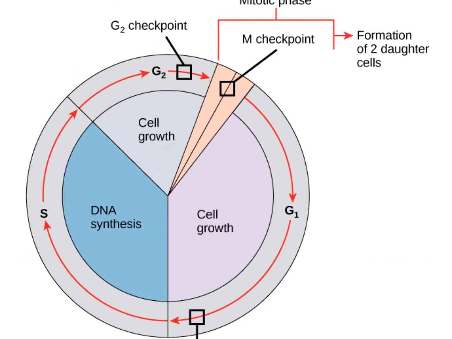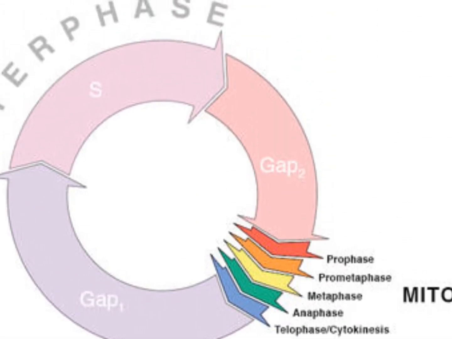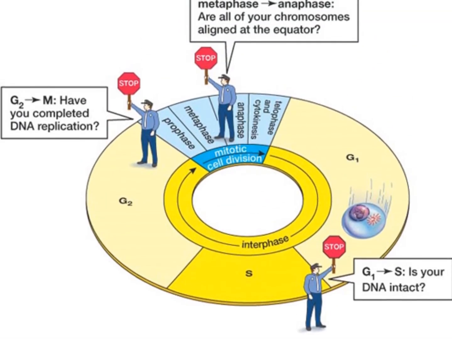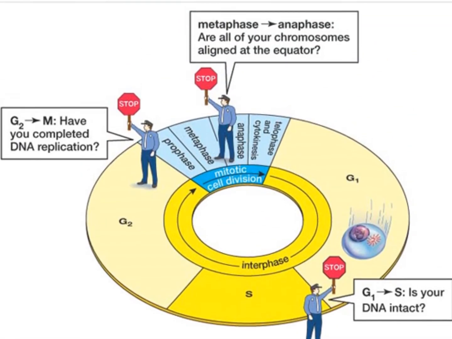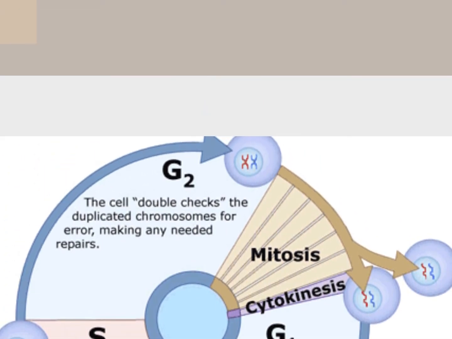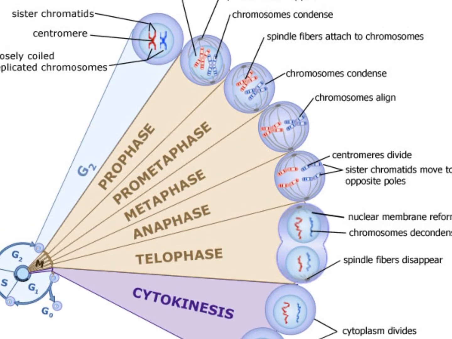And then we have mitosis, which is the division of genetic material in eukaryotic cells, where it goes through prophase, prometaphase, metaphase, anaphase, telophase, and cytokinesis. During S phase, we have to make sure that all DNA was copied. Mitosis is not found in prokaryotes.